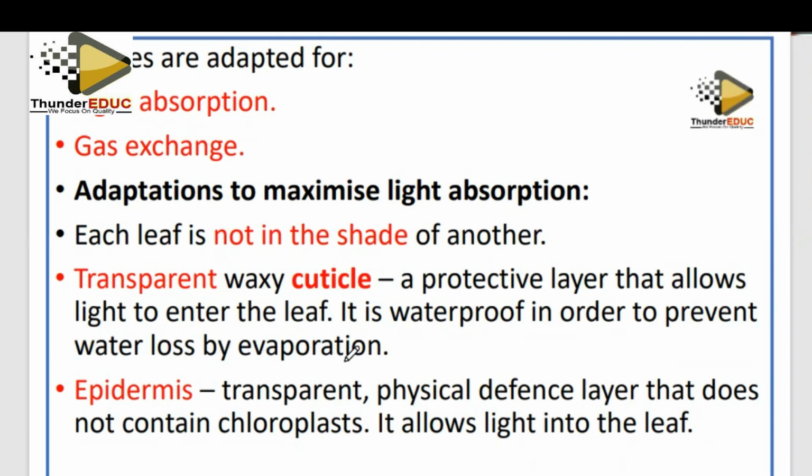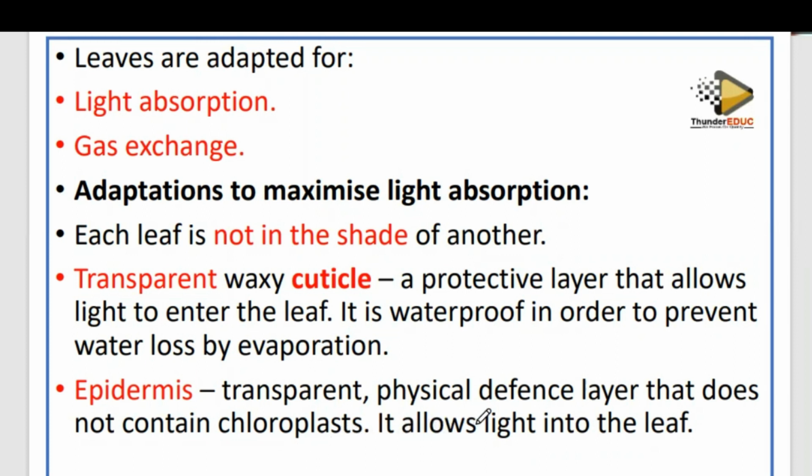So it being waxy, like if your skin is waxy, it means that it prevents water from being lost. While being transparent, it means that it allows light to go through. Epidermis is transparent. It's a physical defense layer that does not contain a lot of chloroplast.